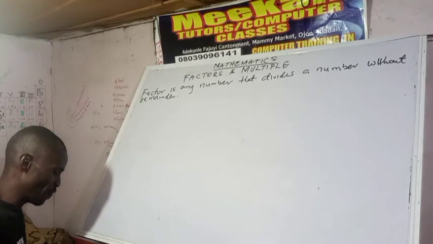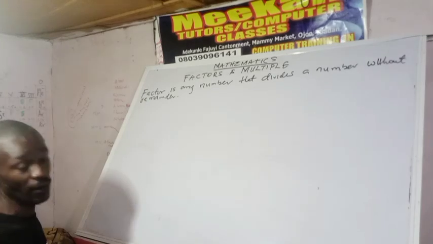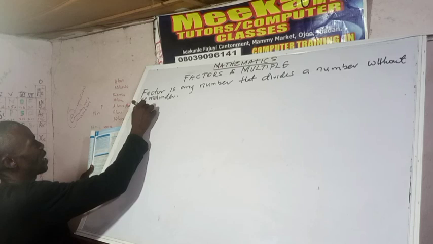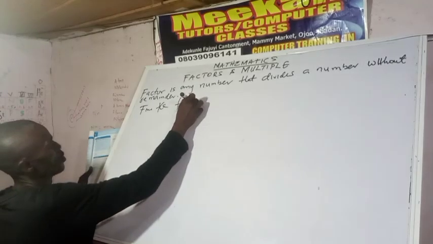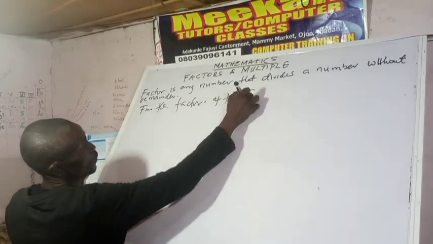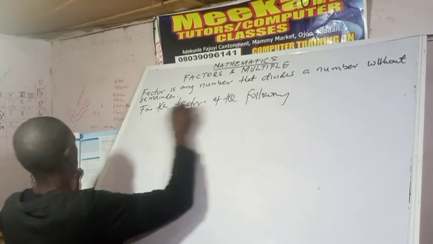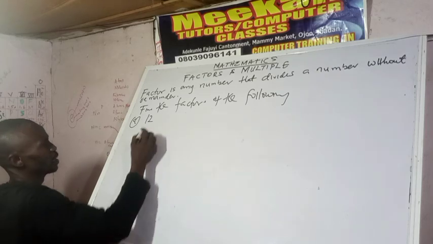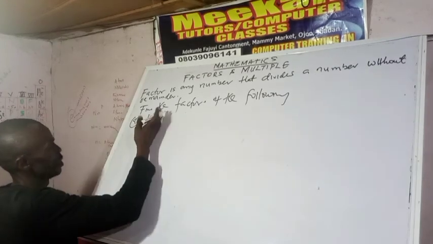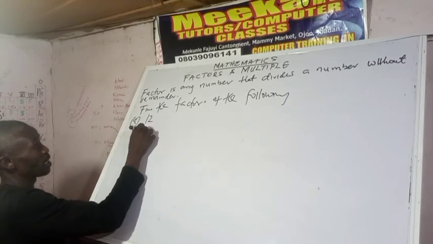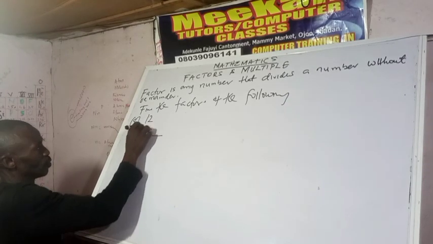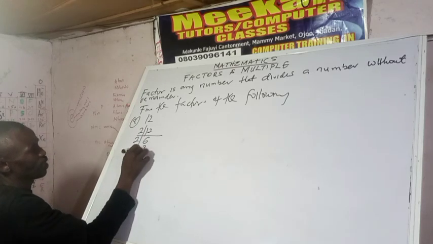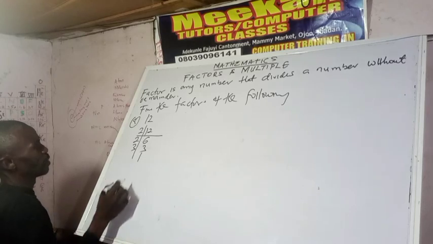Now, let's find the factors. Remember, my reference note is New General Mathematics 2. Let's see, we have a question here. Find the factors of the following. A: 12. Now, if I want to find the factors of this, there are many schools of thought. You can adopt this. You take 12. What are those things that can go into 12? 2 here, what do you have? 6. 2 here, you have 3. 3, you have 1.